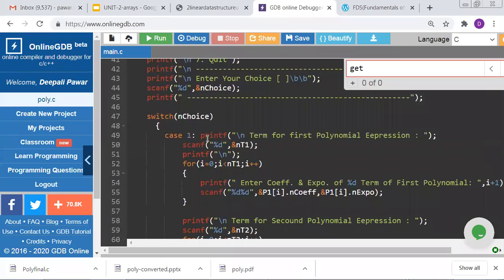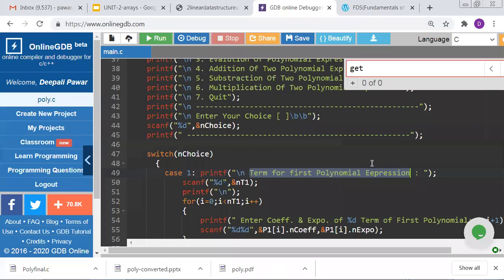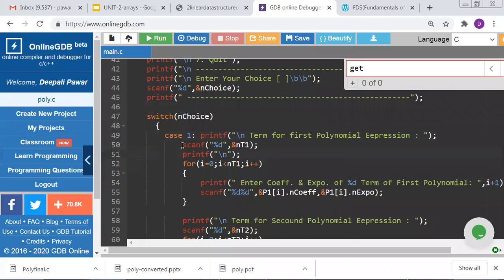First, what are we doing? printf. This is your task. That is what your important task is now. In C++, we can write cout term. We have to enter the first polynomial expression. Okay, then I am scanning it. For scanning, we have to do the cin into1.